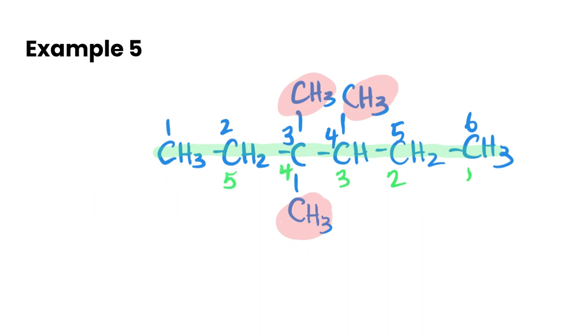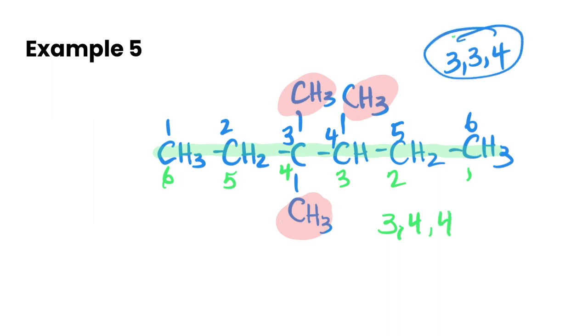4, 5, 6. So using the blue way would give us a 3, 3, 4 combination. Or going the other way with the green would give us a 3, 4, 4. So again, you're going for the lowest combination, which means we need the 3, 3, 4 versus the 3, 4, 4. Hopefully that makes sense. If not, feel free to ask me about that.